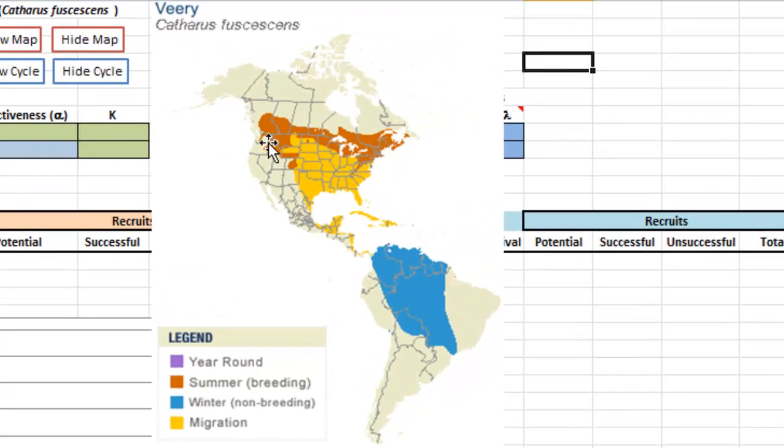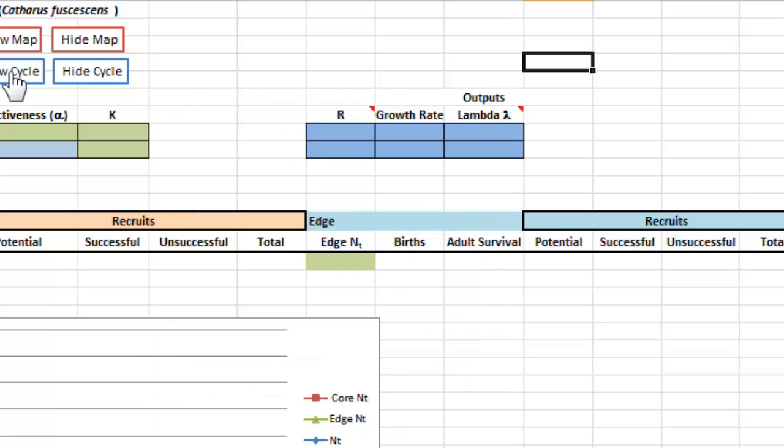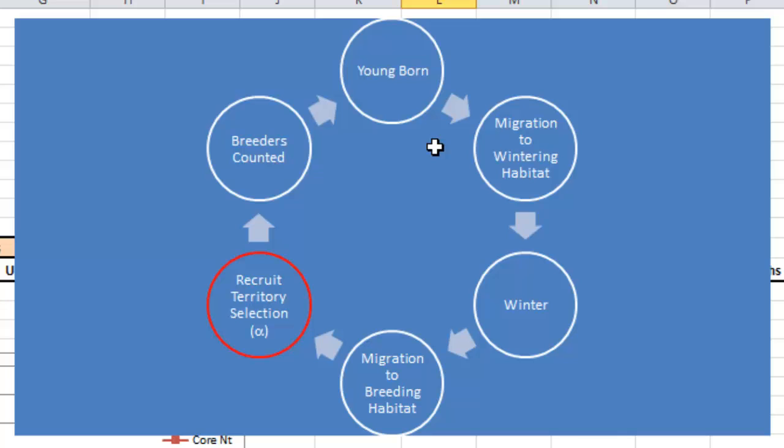It breeds in the northern portion of North America, and it winters in South America, a fairly big expansive range. During migration it can be seen along the eastern portions of Latin America, as well as most of the eastern portion of the United States. Let's keep this map in mind while we now look at the life cycle of the veery.